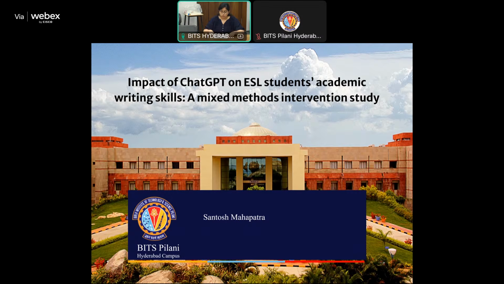And to guide us through this, we have Professor Santosh Mahapatra from the Department of Humanities and Social Sciences at BITS Pilani, Hyderabad Campus. His work sits at the intersection of digital learning and assessment, and he has collaborated with leading global organizations like the British Council and ETS. He also serves on the editorial board of Teaching in Higher Education. What makes today's talk especially exciting is that it's based on his highly cited research, offering real insights in how AI can be meaningfully integrated into academic settings, especially for ESL learners.